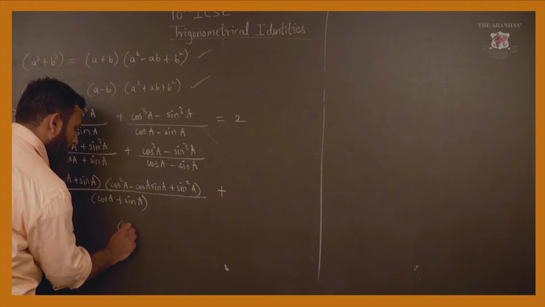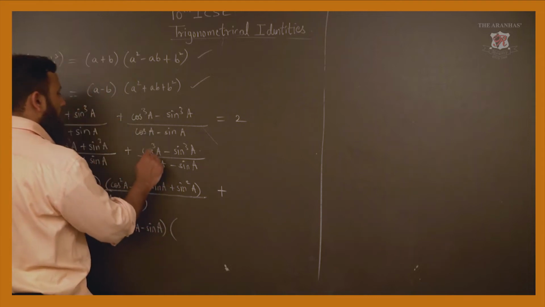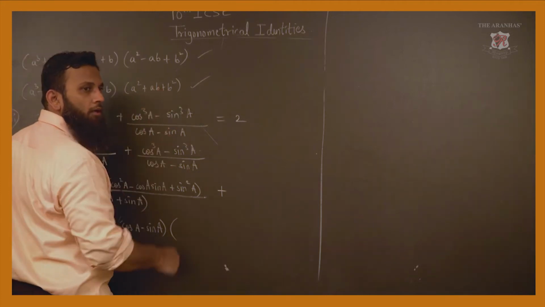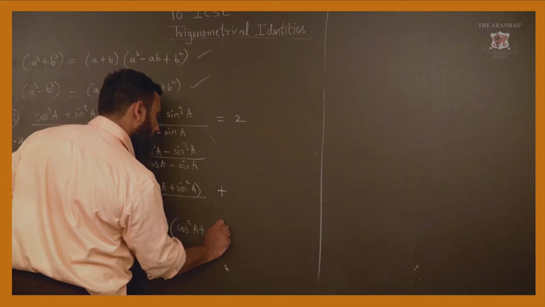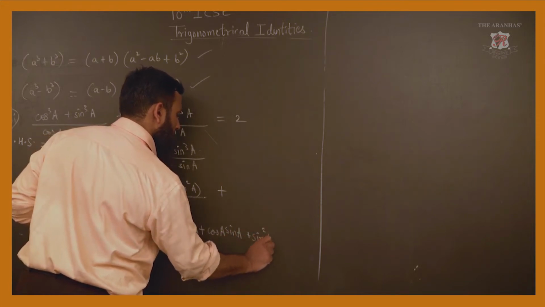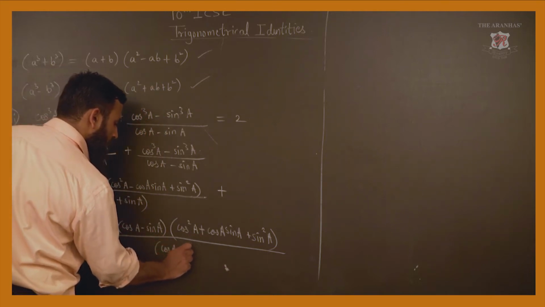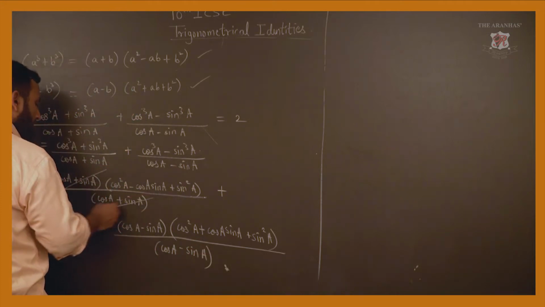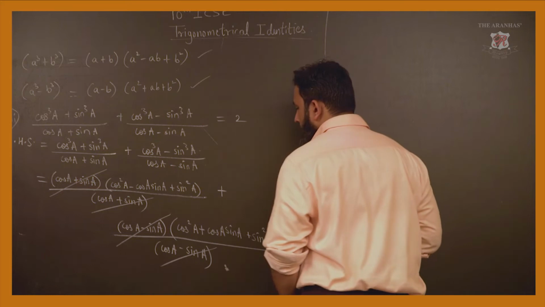So it will become cos A minus sin A into bracket, now what is A cube minus B cube? A minus B into bracket A square plus AB plus B square. So it will become cos square A plus cos A sin A plus sin square A, and whole thing divided by cos A minus sin A. Let us cancel out the like terms. Can you see? Now easily we can get rid of it.